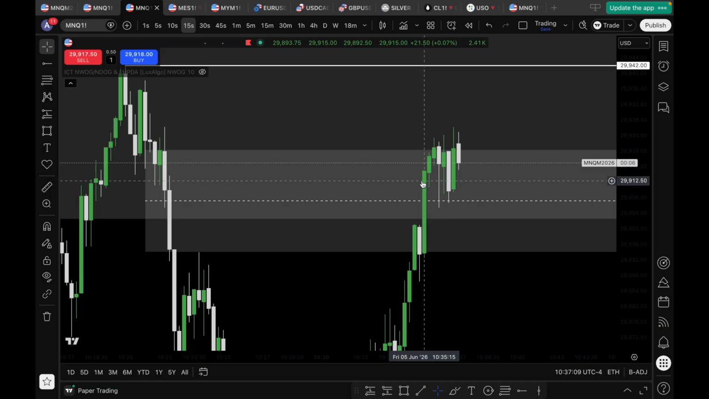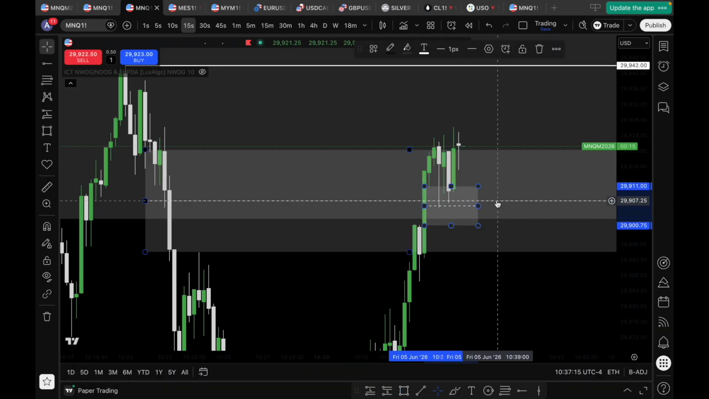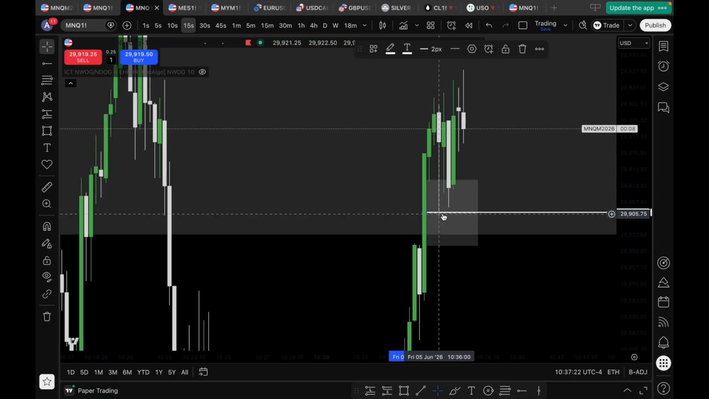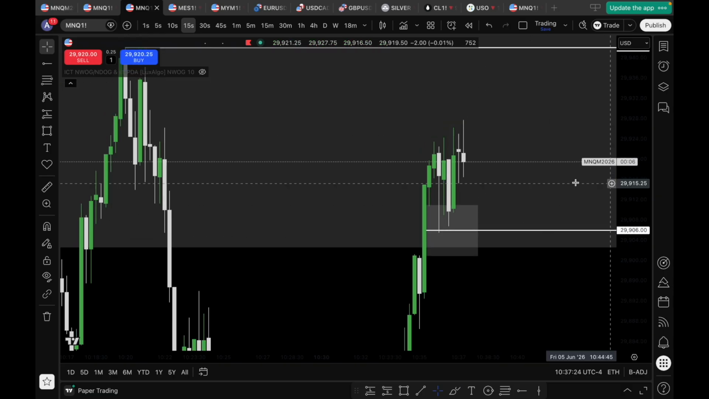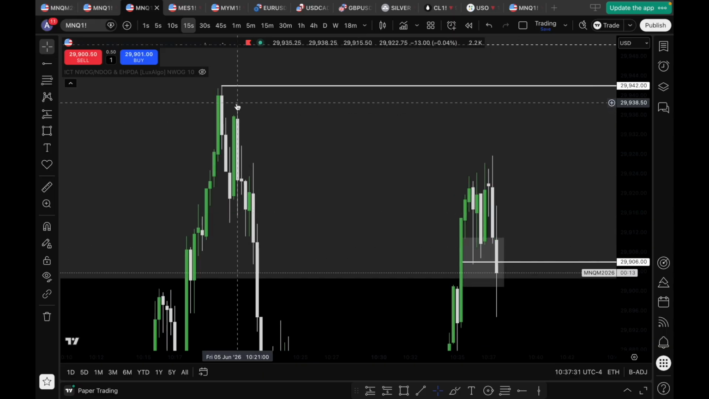But now see how it created this fair value gap on a 15-second chart? Look at that midpoint. Came down, wick, no body below it, respecting it. That's, to me, indicating what? Bullishness. Swing high, swing high, swing high.